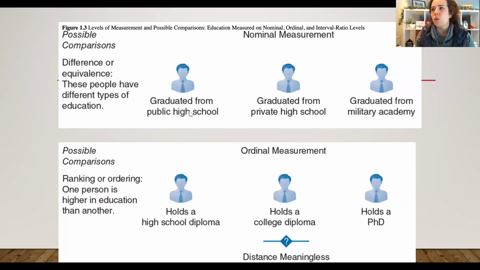All right, so you can have here in the nominal measurement, graduated from public high school, graduated from private high school, graduated from military academy. Those are all nominal measurements. They've all been labeled. An ordinal measurement, if you're looking at education, would be high school diploma, some sort of college diploma, and PhD. But notice the difference between each of these, that's meaningless. It's not like, oh, well, this one's 5 more than this one, right? There's no numbers. It's meaningless. So that's why that's ordinal.